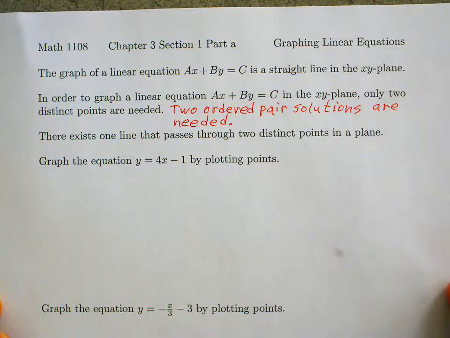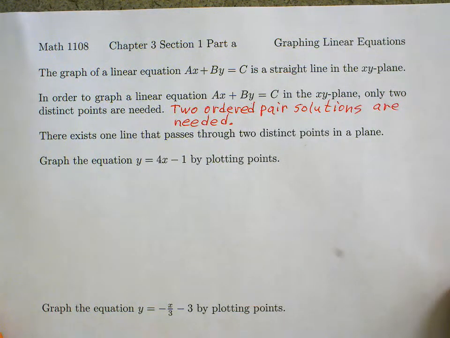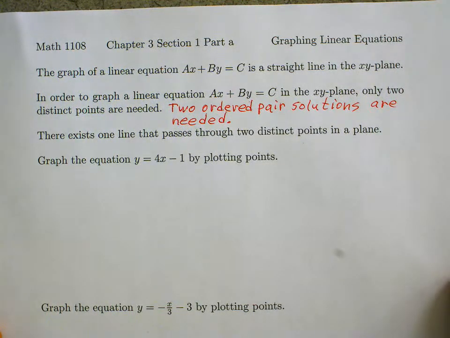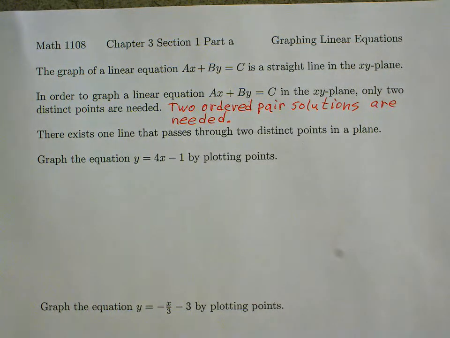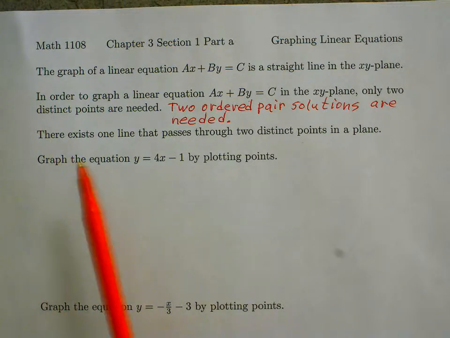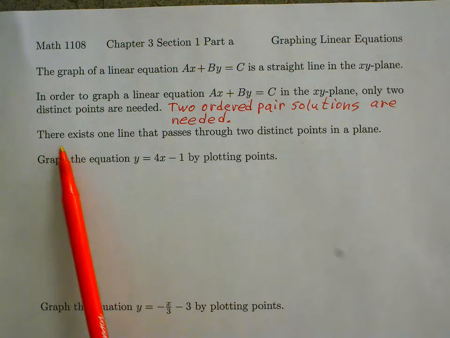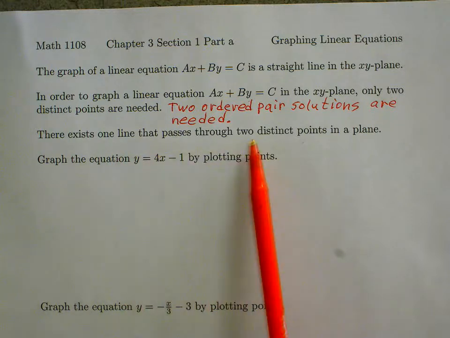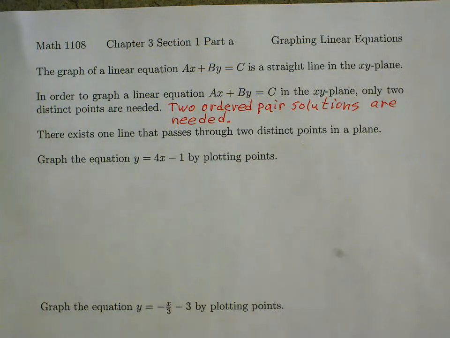Okay, so why is that? Maybe you might have learned in a geometry class, Euclidean geometry, also called plane geometry, that is two-dimensional geometry, that in a plane, one and only one line passes through two distinct points. So as long as you have two different points, that's enough to be able to graph the line that passes through those two points.